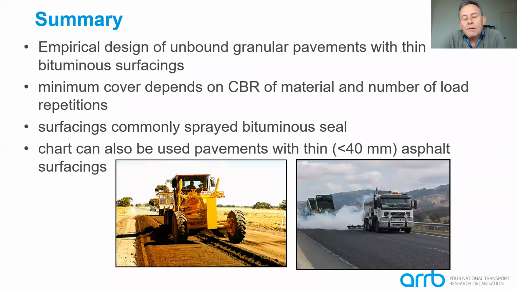So in summary, I've described the empirical chart that we call figure 8.4 of part two. And you can see that the cover requirements depend on the CBR of the material, the Californian bearing ratio, an index of the strength of the material, and the number of load repetitions. So the common surfacing type is a sprayed bituminous seal, but the chart can be used for pavement surface with thin asphalt layers.